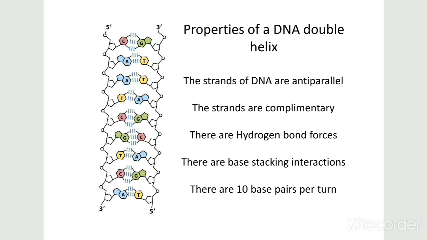The properties of DNA double helix. Strands are antiparallel to each other, and these strands are complementary, like all the base pairing will be complementary to each other. Cytosine will form a bond with guanine and adenine will form a bond with thymine, and this bonding will occur through hydrogen bonding.